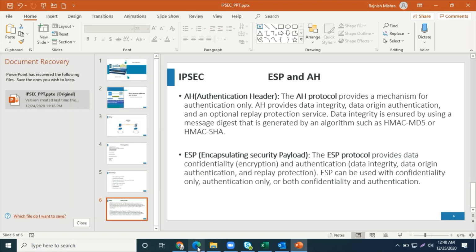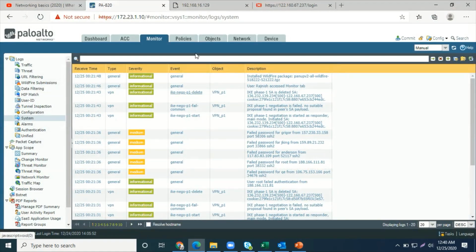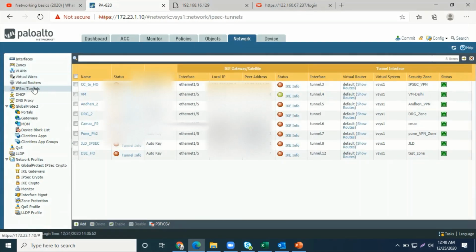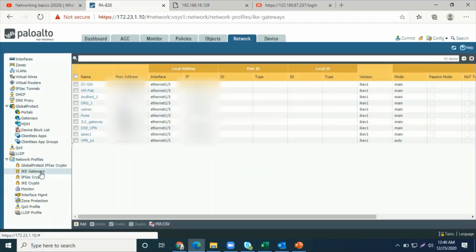Now let's start the configuration. I have already configured the IPsec VPN, so I am showing you what the configuration process is. First of all, go to the IKE gateway.